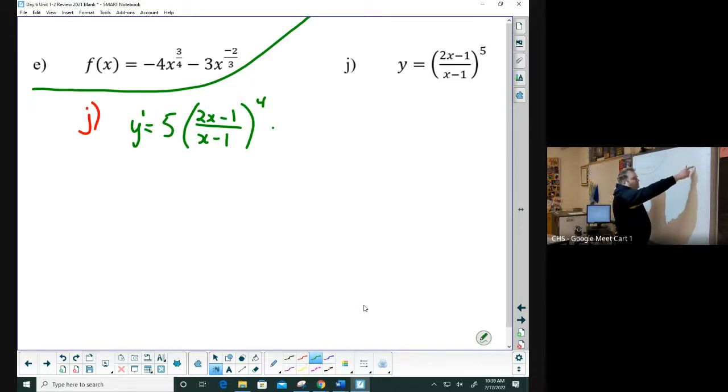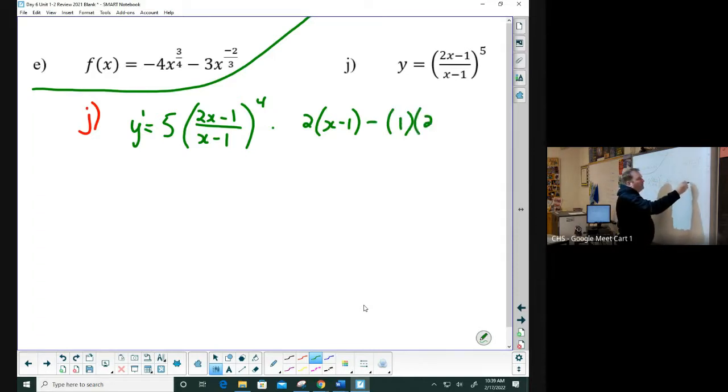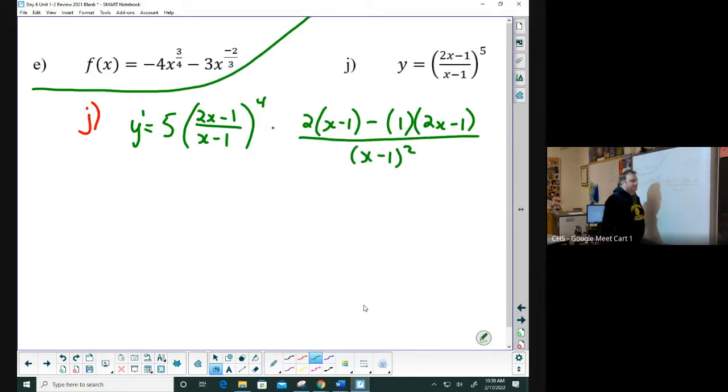So derivative of the top times the bottom minus derivative of the bottom times the top. Derivative of the top, 2, times the bottom, x minus 1. Minus derivative of the bottom, which is just 1, times the top. All over the bottom squared. And this is where you start to realize that this is actually 2 easy questions put together trying to make it look tough.